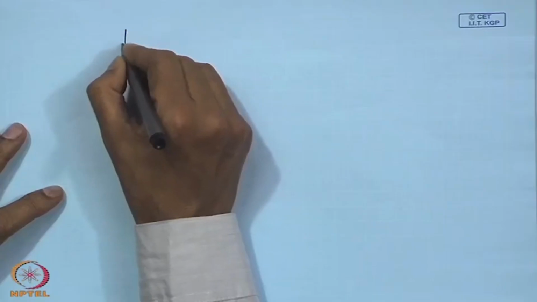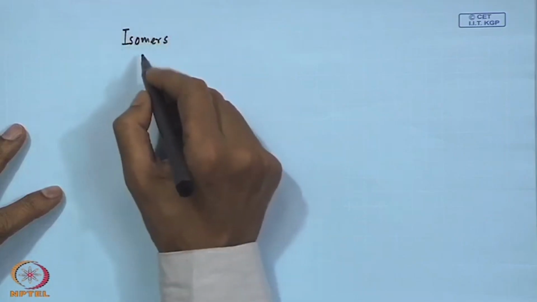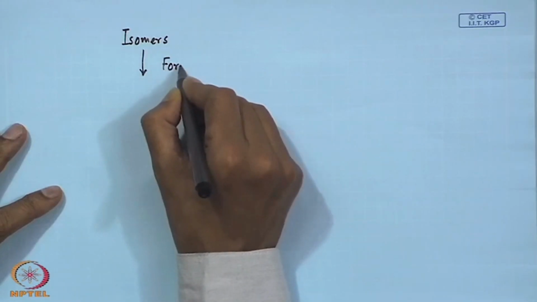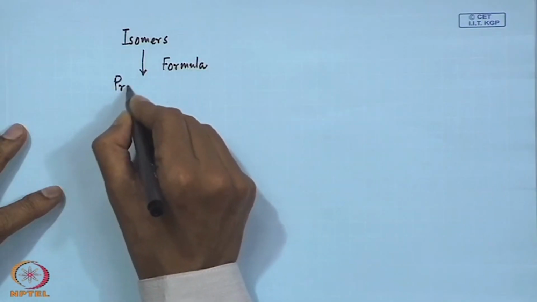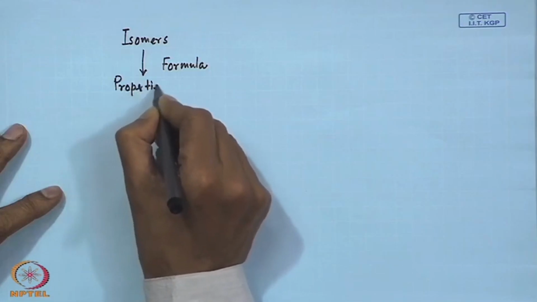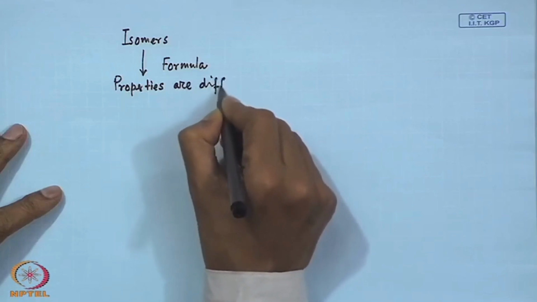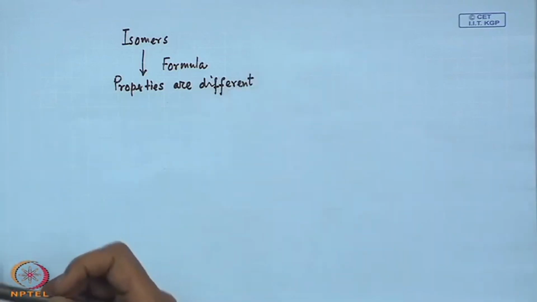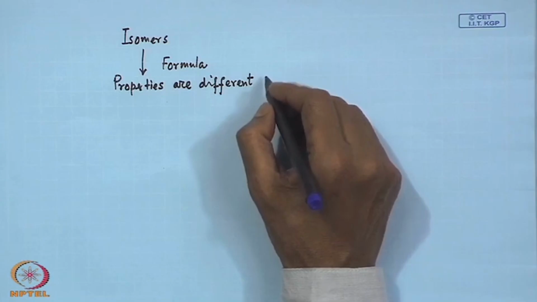So, the isomers which we can have, the formula is the same, but the properties are different.